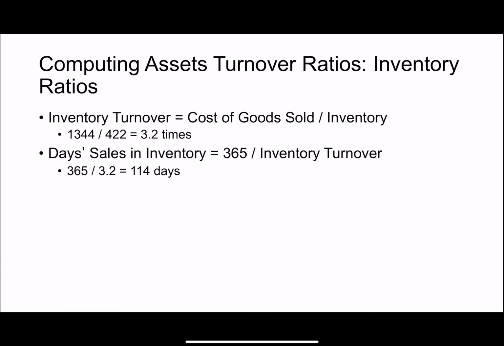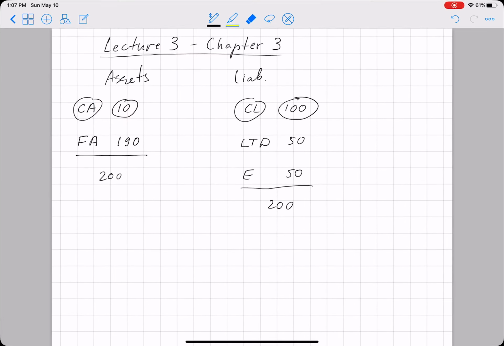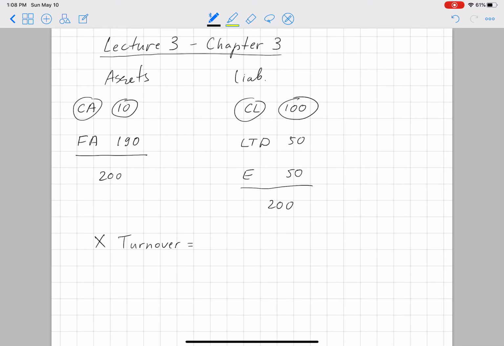Okay, so the next group of ratios is called turnover ratios. So in general, okay, so let me write that down here. In general, turnover, let me call it X turnover, is equal to sales divided by X. Okay, so X means type of asset.